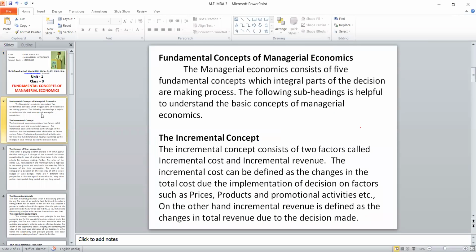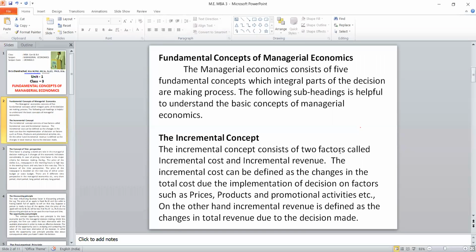See here, there are 2 things. One is from the revenue side, another one is from the cost side. What is the incremental cost? It is very much needed for a business decision. How much revenue has increased in the recent past? That is incremental revenue. So these two are studied through this particular concept only.